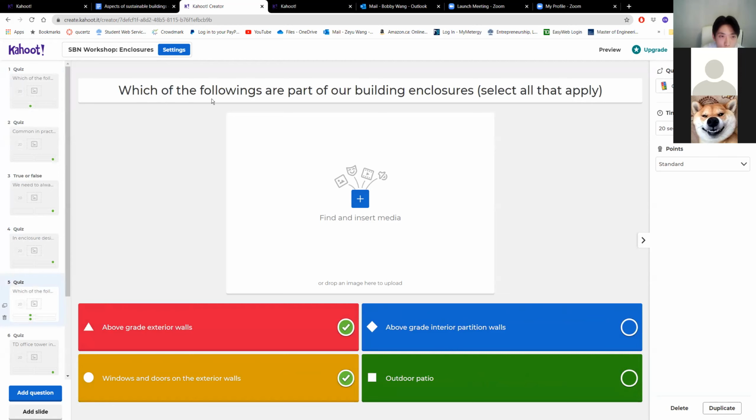And the next question: which of the following are a part of our building enclosures? I think I designed this question a little wrong because I thought you could select two answers, but it turns out you can only select one. But the correct answers are these two, so above grade exterior walls and windows and doors. So I think all of you got it right.